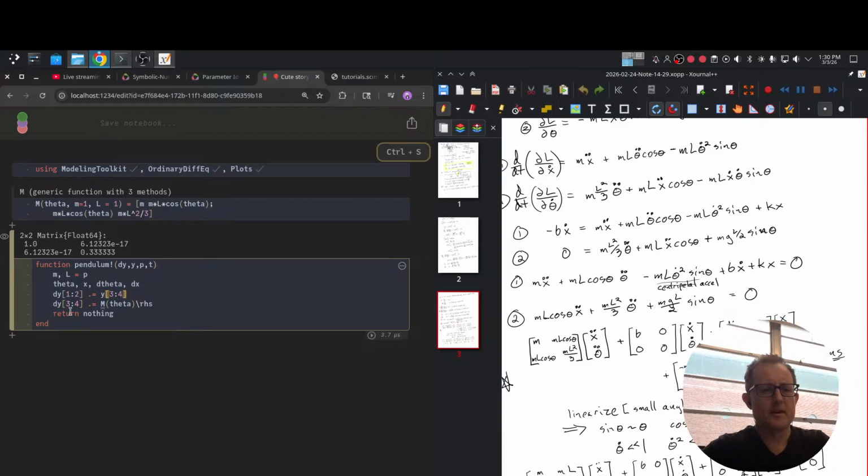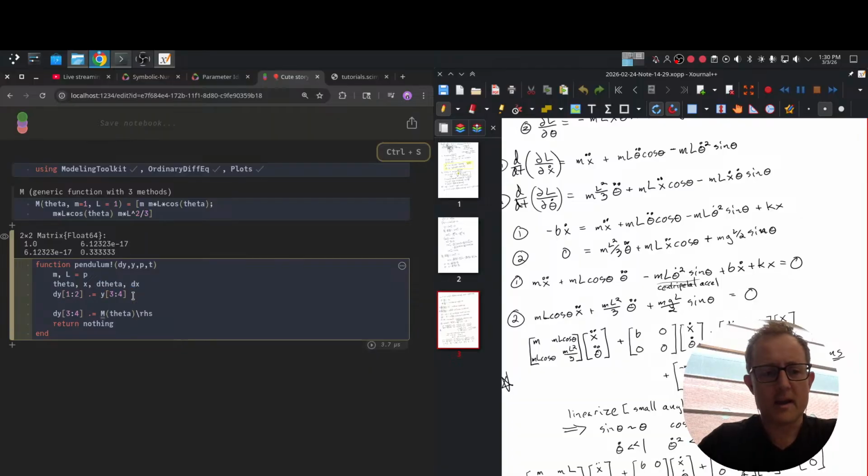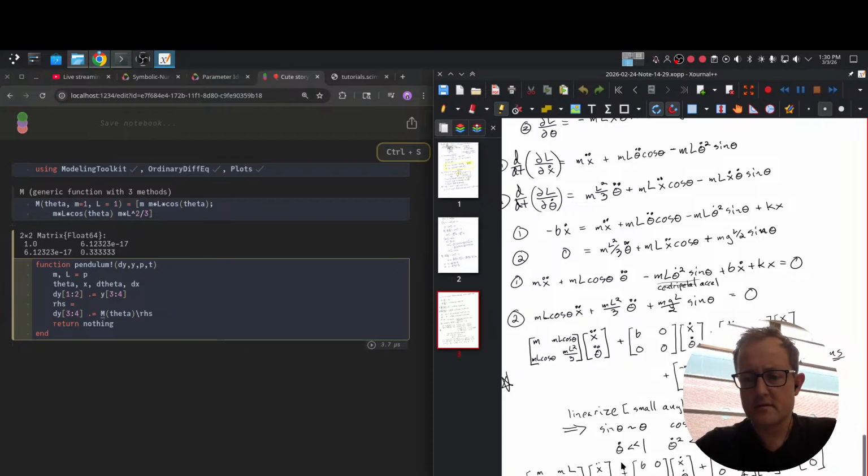I'm doing this to set up that the change in theta and x is d theta and dx, and then the change in d theta and dx is the acceleration, where my right hand side is everything over here. So it's going to be, or I guess not that one. I'm going to use this full one. Like that.